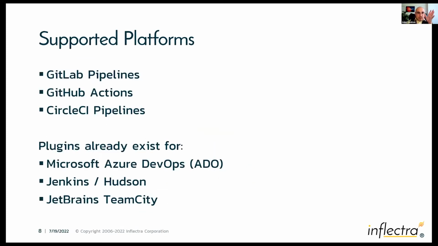And right now we have, as I mentioned, plugins for GitLab, GitHub, and Circle CI. Currently, we do have older integrations that were written for Microsoft Azure DevOps, Jenkins, and TeamCity. Those are written using the plugin architecture of those platforms. There is not currently a button in Spira to launch Jenkins, ADO, or TeamCity.